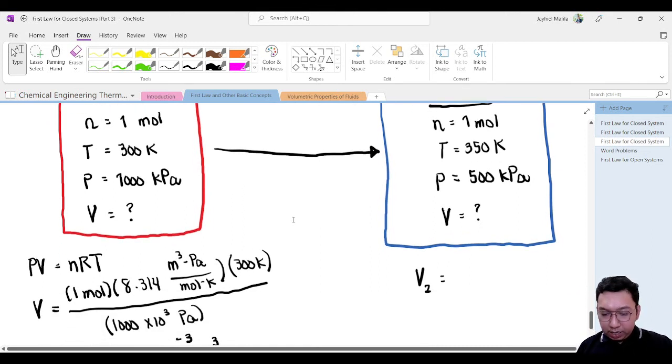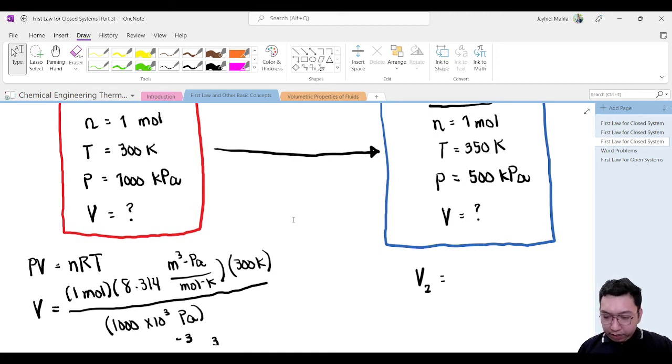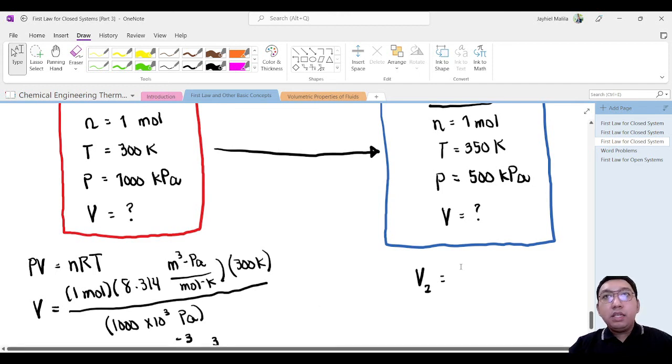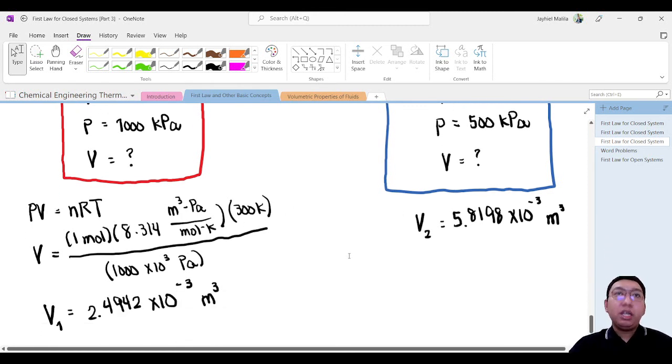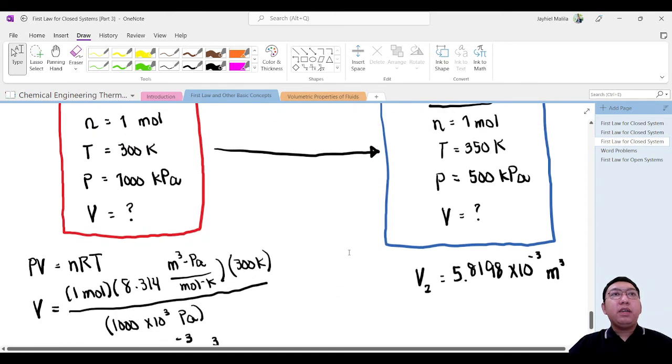Okay, for the second volume, for state number 2, the temperature is different. So we have here 350 and the pressure is 500. Alright. So this is 5.8198 times 10 to the power of negative 3. So on your end, kindly double check my answers. And if there are errors, kindly comment in the comment section. Okay, so it's not really that neat looking, because everything is candid. Okay, apologies for that one.